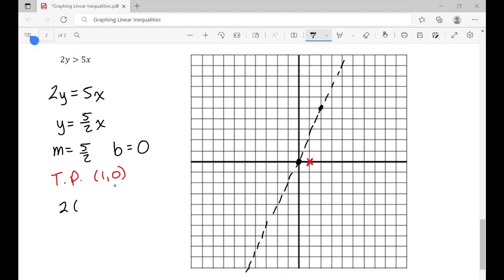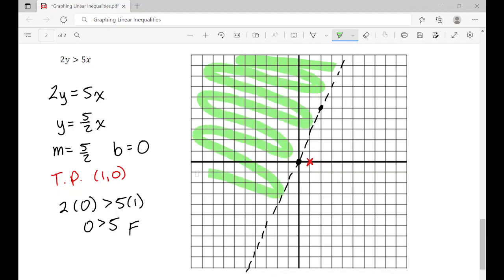So now I'm going to plug that back into the original. So 2 times the y value here, which is 0, is greater than 5 times 1, which is the x value here. So 0 is greater than 5. So is 0 greater than 5? The answer is no, that is false. So since the false test point is over here on this side of the line, we're going to shade everything on the other side, everything over here. And that is graphing linear inequalities.